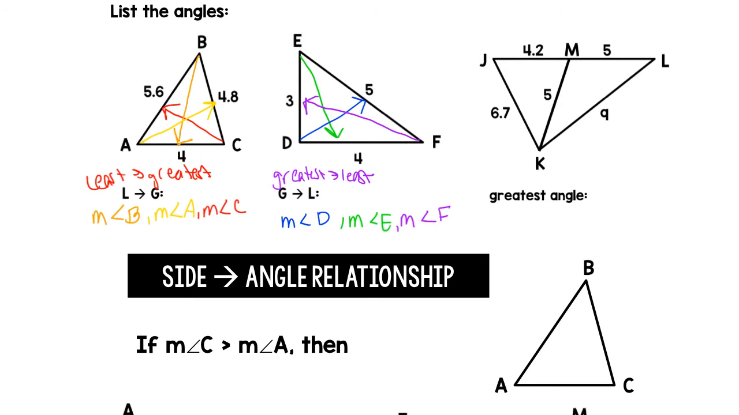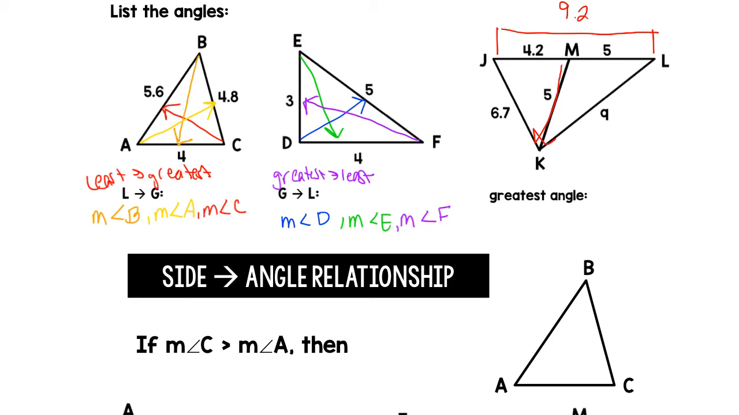So don't forget the biggest side is going to go along with the biggest angle. Well, right now, the biggest side is 9, right? And that's triangle MKL. If we add JM and JL or ML together, side JL becomes 9.2, and that will be the biggest side. That corresponds with angle K.